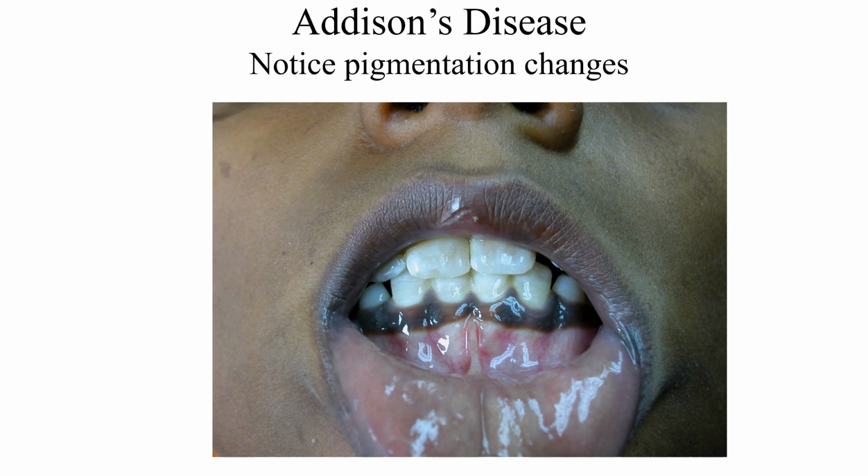Normally, we don't expose the gums in our mouth to the sun, so this would be a warning sign for potentially Addison's disease or even melanoma cancer. So skin darkening may be one aspect of Addison's disease. It is a warning sign for something going on with those adrenal glands.